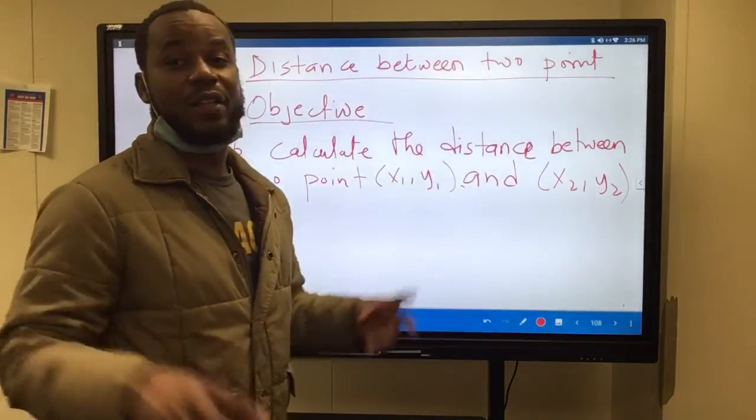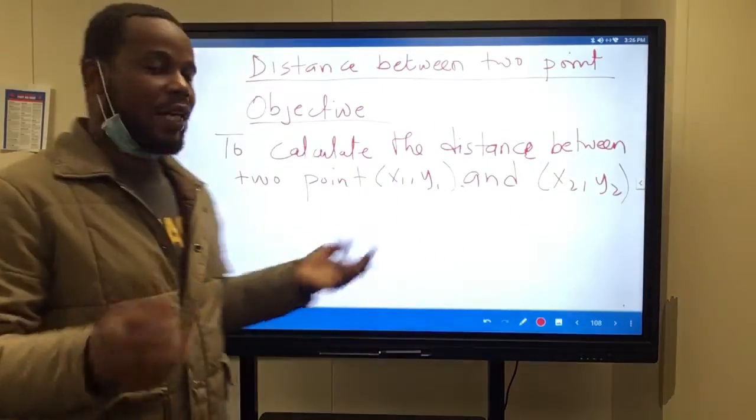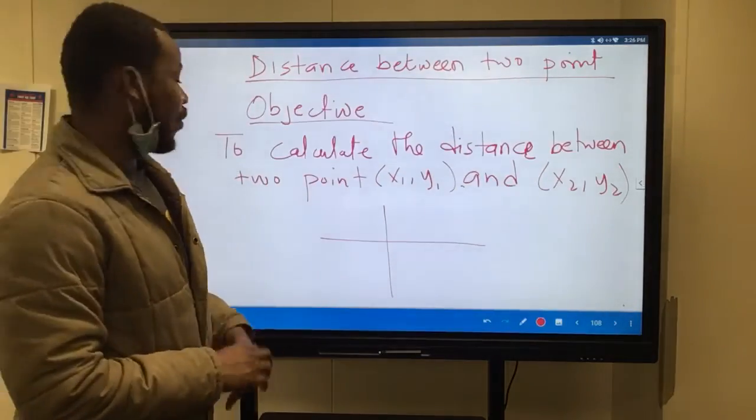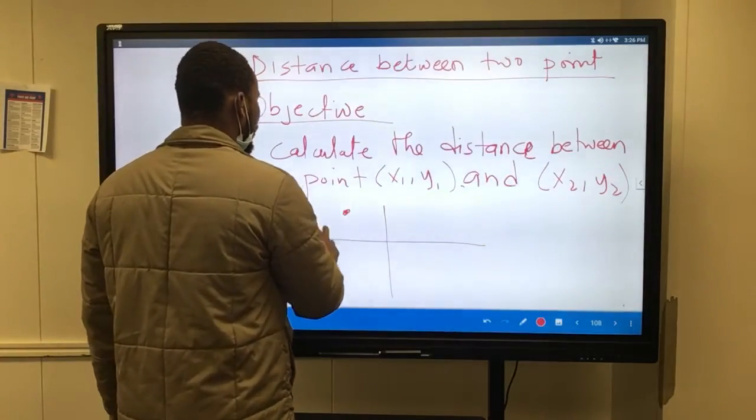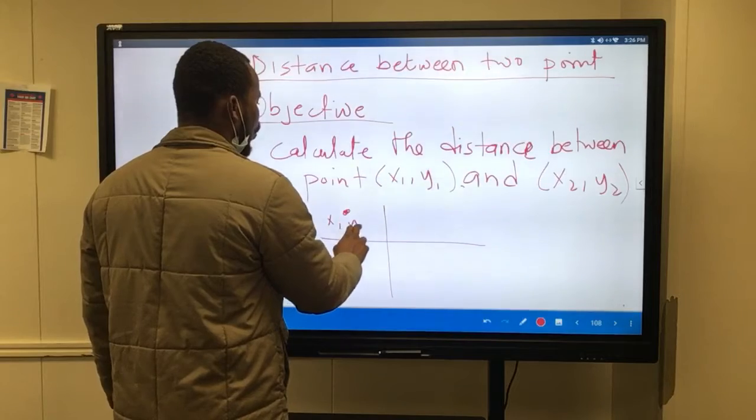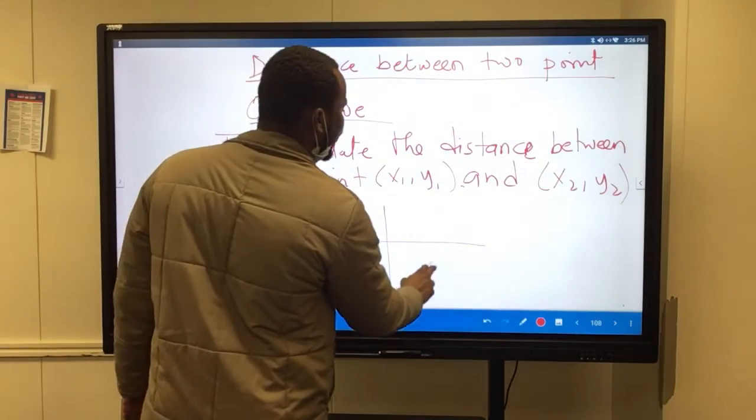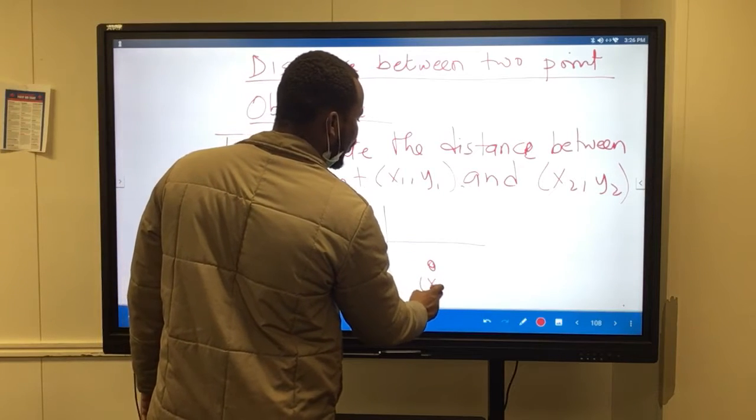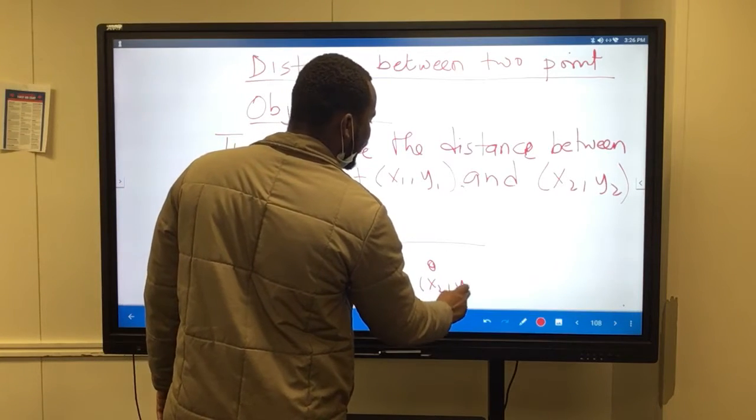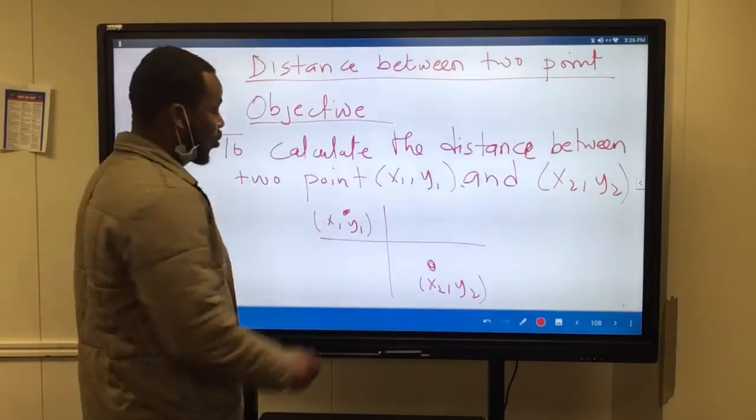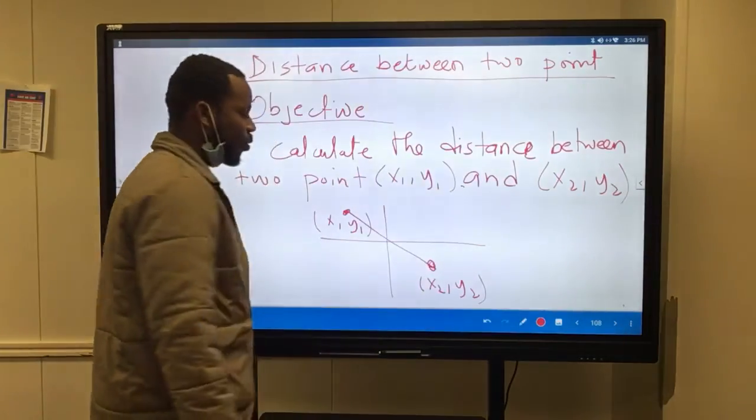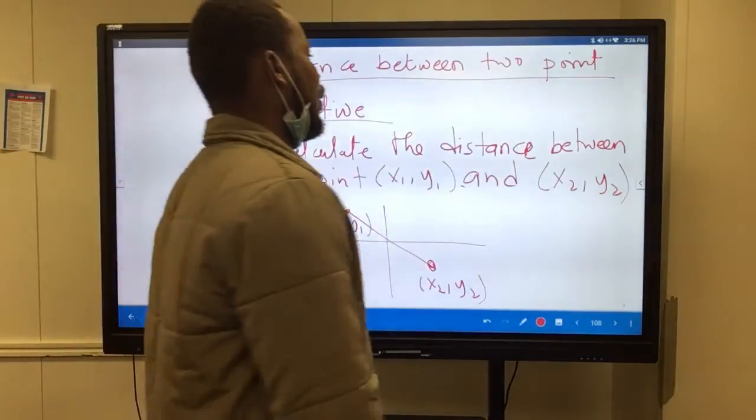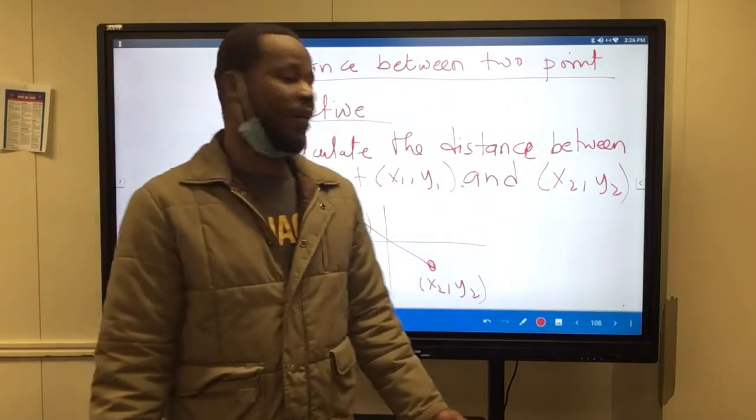Our objective today is to calculate the distance between 2 points. On the XY plane, if I have a point here, this point will basically be my x1, y1, okay? And then this point, when you trace it to the X, it will be x2, and the Y will be y2. My objective today is to find the distance between these 2 points, which is pretty easy, but most of the work has been done for us already.